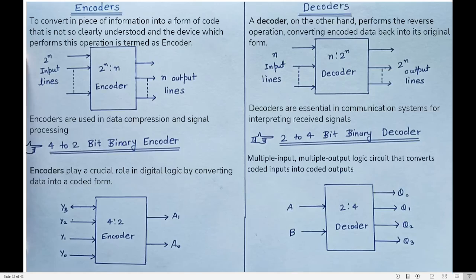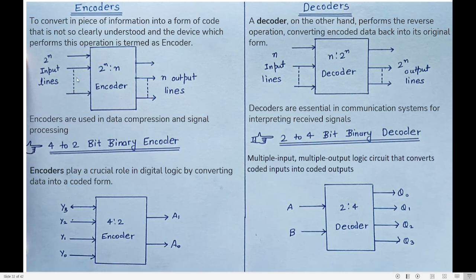Good morning, students. Let us look into the next topic called encoders. We know what an encoder is. We have seen the introduction of encoders and decoders. An encoder is a device which is used to convert input information into a code. The name itself says it is an encoder. So it converts input information into a code.